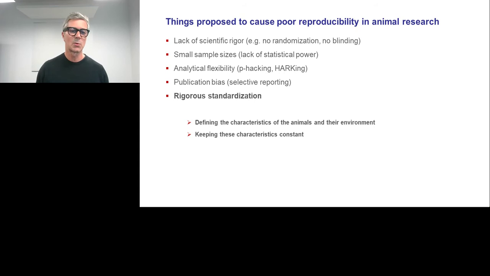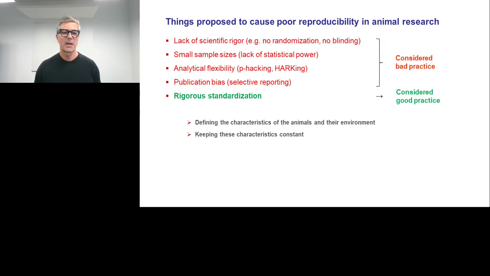Now, first, let's look into what rigorous standardization means. Standardization essentially means the defining of the characteristics of the animals and their environment, and to keep these characteristics constant. And of course, this leads to a homogeneous study sample that is studied under rigorously controlled and standardized conditions. And the important point I want to make here is that if we compare it to the other sources of poor reproducibility, they are all considered to be bad practice. They are actually violations of good research practice. But in terms of rigorous standardization, this is actually something that is considered as good practice.